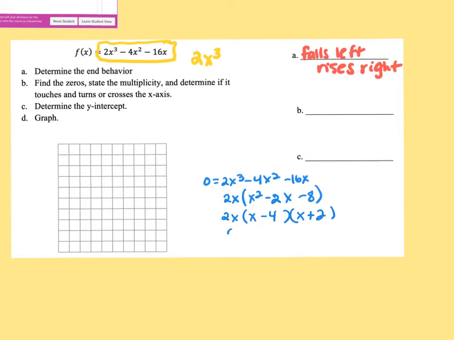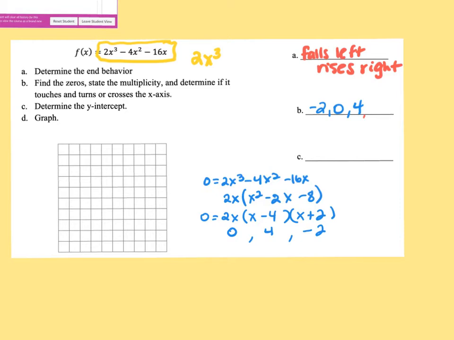Solve them. I get 0 because this equals 0. Divide by 2, it's 0. I get 4, and I get negative 2. None of them repeat, so the multiplicity on each of these is 1. I'm going to put them in order of least to greatest, so negative 2, 0, and 4. Go right on that line. If there was a multiplicity, I would put it next to it and circle it. If it's 1, you don't need it because it's implied. But if it was 2, you need it.